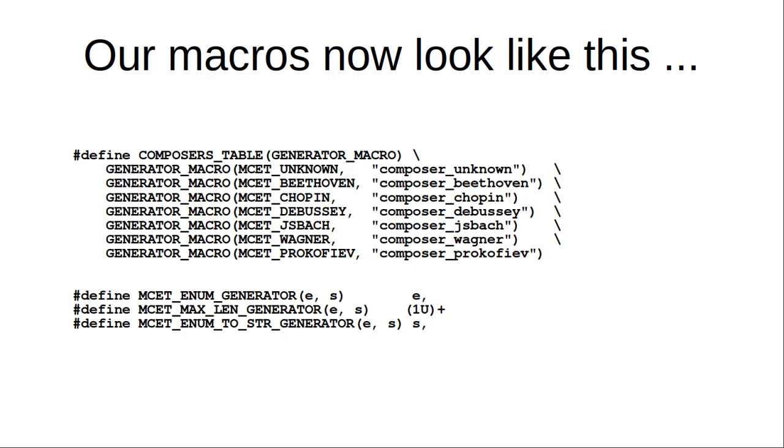Our macros now look like this. To the table we've added the second column, the second generator argument, containing our new text representation of the enumeration. All of our generators require this second formal argument, here named S for string, to be added. The enum and maxlen generators ignore it. The mcet enum to str generator supplies the second string argument with a trailing comma to allow it to be used in an initializer to the char pointer array enum as strings table. We just need to rebuild the code and we've finished.